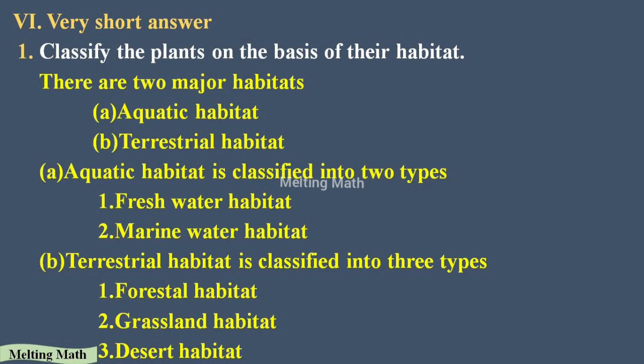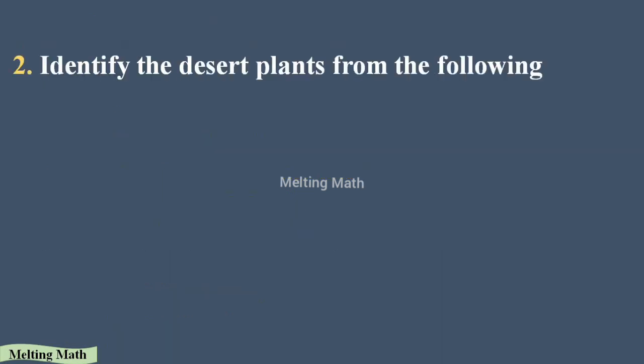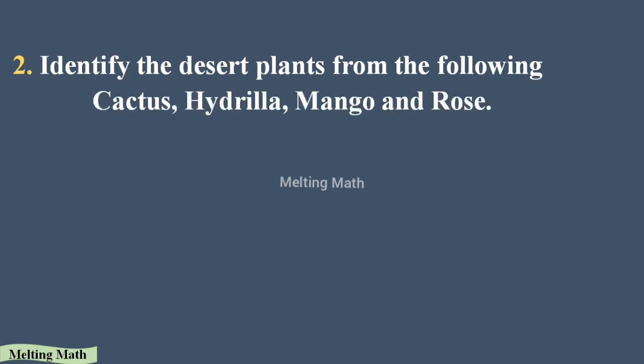Okay, next is the second one, identify the desert plants from the following. They gave four plants. Let's find out which one grows only in the desert. They gave a cactus, hydrilla, mango and rose. We knew it. So cactus is the desert plant. It grows only in the desert. It stores water and the minerals in its stem. Whenever it needs water and minerals, it transfers them to the root. So second one answer is cactus.